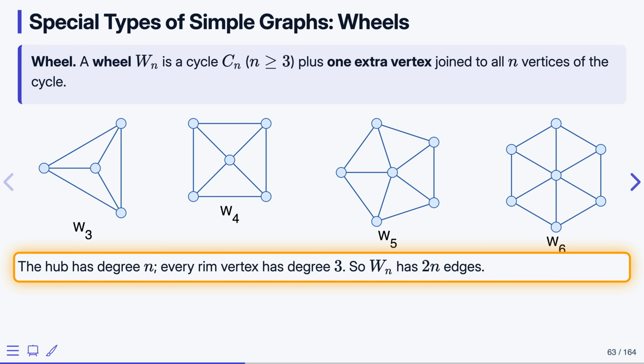Count the edges again with degrees. The hub in the middle is joined to all n rim vertices, so its degree is n. Each rim vertex has its 2 cycle neighbors plus the hub, so its degree is 3. The degrees add to n plus 3n, which is 4n, and half of that is 2n edges.